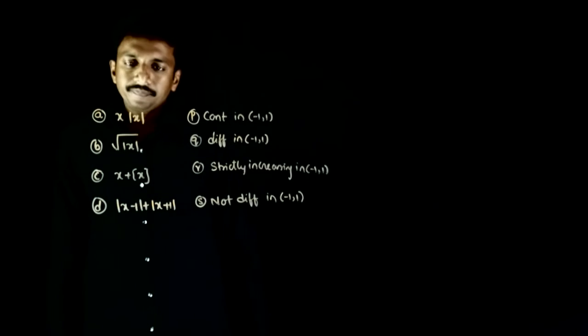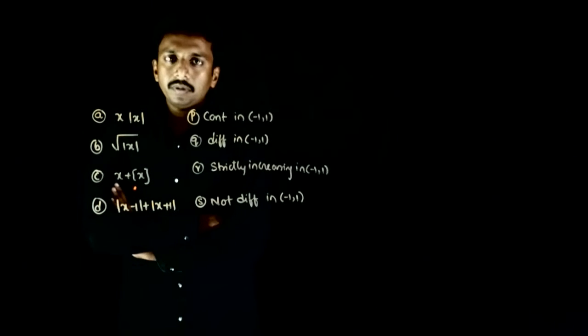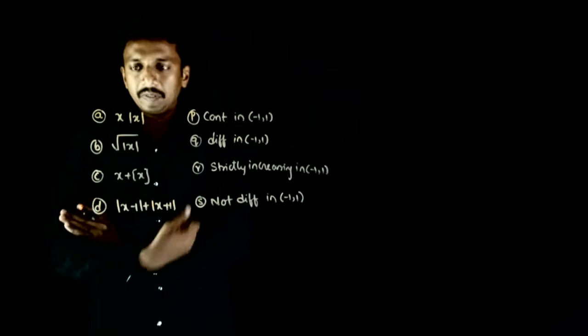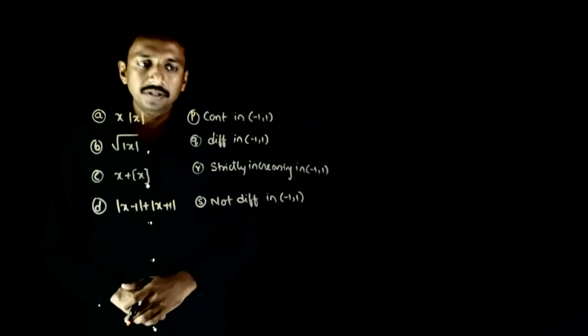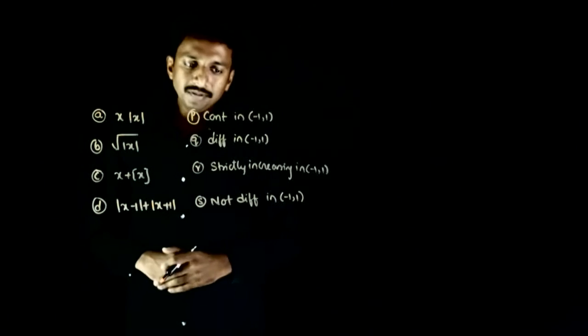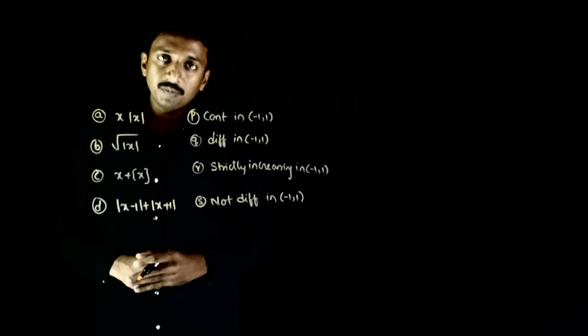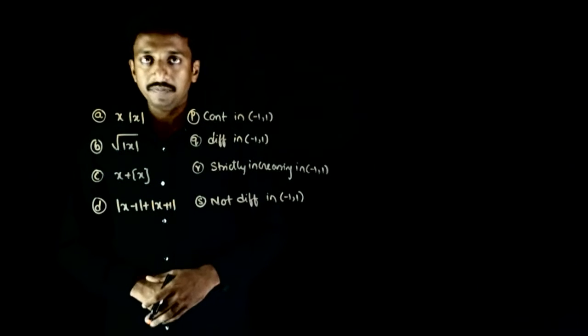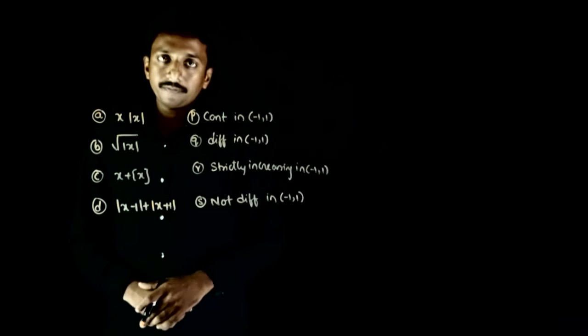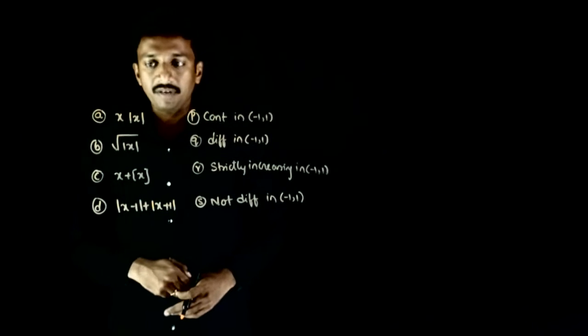वेलकम स्टूडेंट्स। इस क्वेश्चन में हमको मैच द फॉलोइंग दिया था। You have given 4 different functions, you have 4 different options about continuity and differentiability and increasing nature of the function. So now let us analyze function by function.